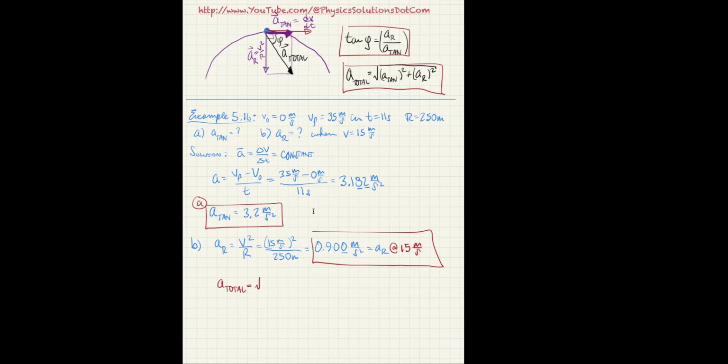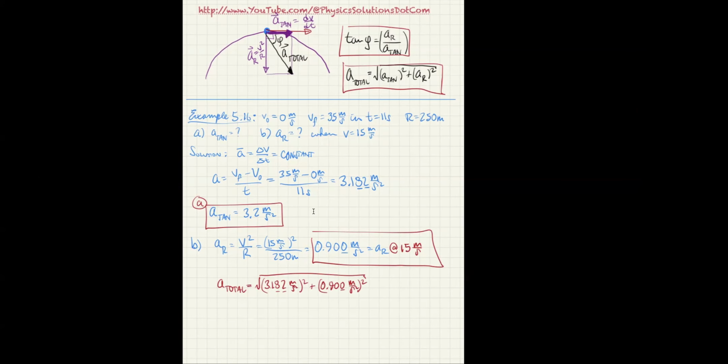is equal to the square root of 3.182 meters per second squared plus 0.900 meters per second. I should say per second squared. I think I said both last time. So apologize for that.